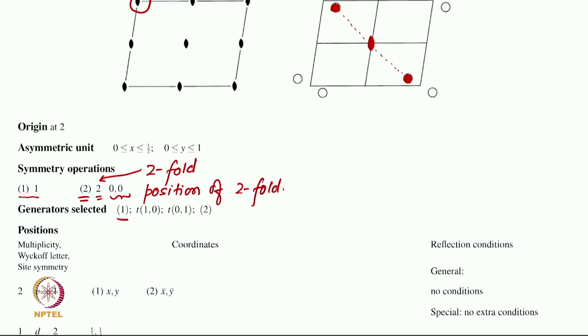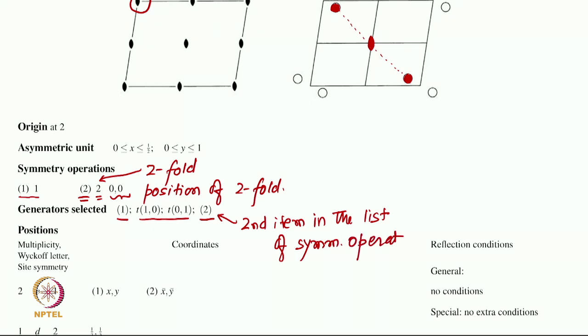Generators, again the trivial generator, the identity, two translations you require anyway, as well as neither the translation nor the identity can give you the two-fold of the pattern. So, you require the two-fold also. So, this 2 is not saying two-fold, this 2 is saying the second operation, the second item in the list of symmetry operations. In this case, it happens that that is also a two-fold, but you should not take this number 2, if it is written 3, that it is a three-fold. That need not be the case. You have to go back and look at the symmetry operation. So, look at the second item in the symmetry operation, that is a two-fold. So, that is what is selected as generator.